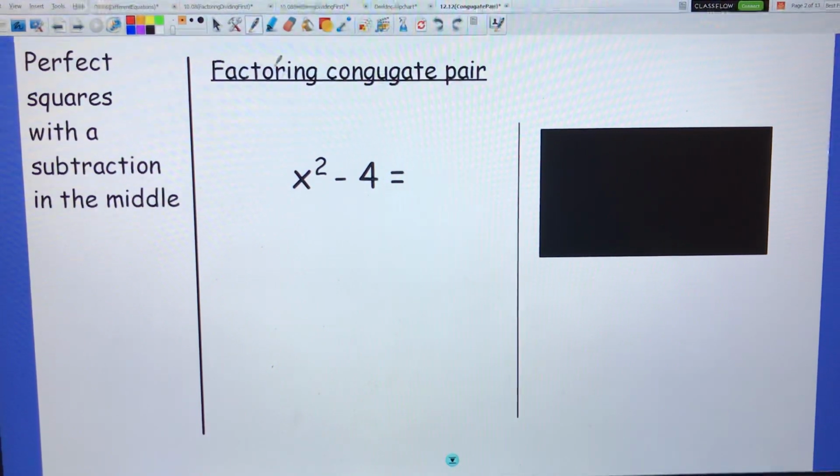Hey guys, today we'll be learning factoring conjugate pairs. This is a very easy lesson. If you notice, usually we're given a trinomial. There are 3 terms, but in this one there's only 2.